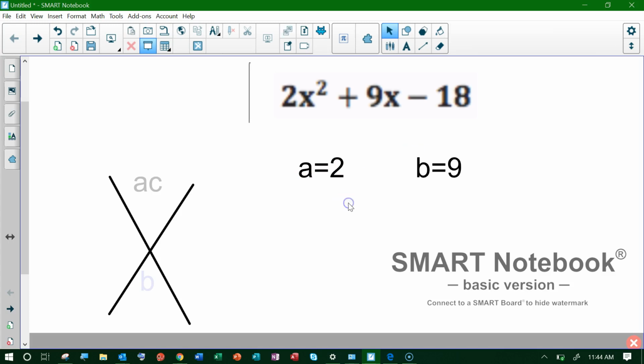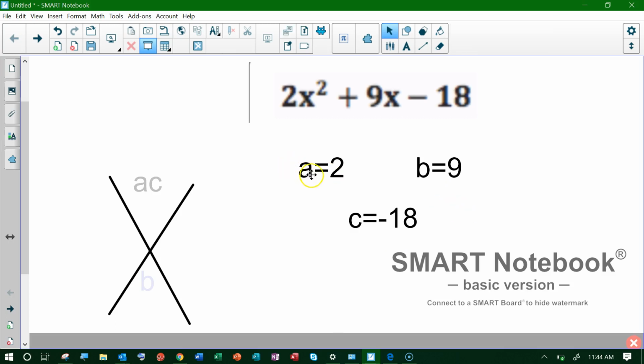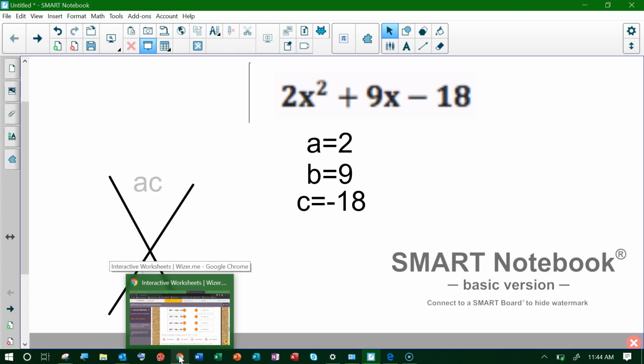and we see that c is equal to negative 18. All right, so that's step one. We're going to pick out those values right there. Now, in order to fill in the x, we need to figure out what AC is. So we need to figure out what 2 times 18 is. I'm going to do almost all the calculations in Desmos, everything. So I'm going to go ahead and pull up Desmos.